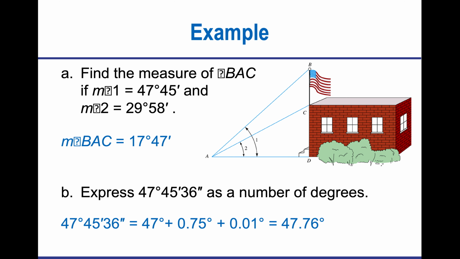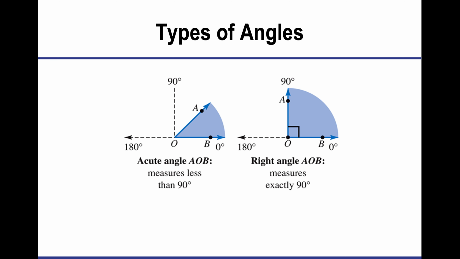If I want to express 47 degrees, 45 minutes, and 36 seconds as degrees, I'm going to do 47 plus 45 over 60 plus 36 over 3600. That's where I get the decimals from there, is by doing that. Some calculators will do that conversion for you, but it often gets more tricky than it's worth to use a calculator.